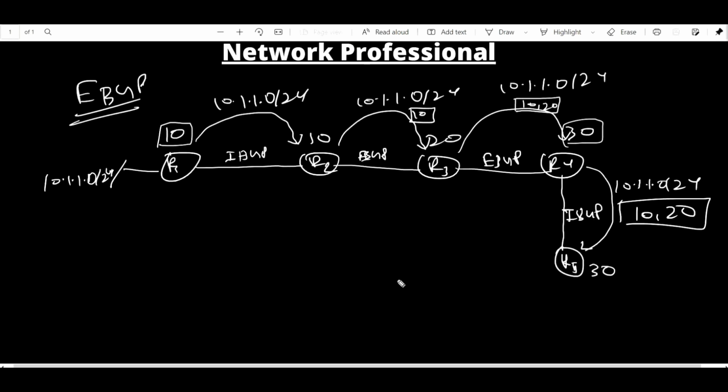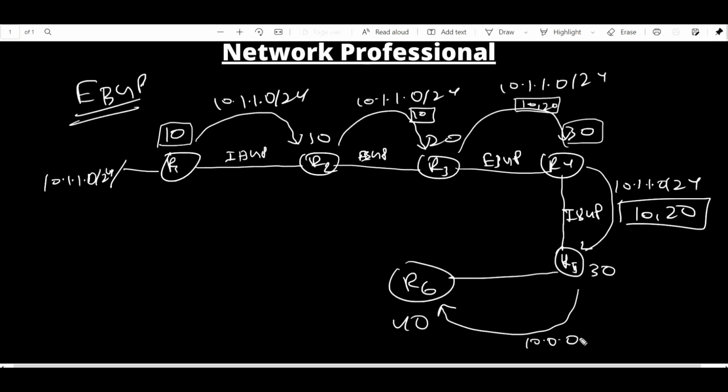And suppose I have one more router over here, that is R6, and I am using AS number 40 over here. So R5 will advertise this prefix 10.1.1.0/24 and the AS path will be 10, 20, and this is eBGP. So this router will include its AS number, 30.